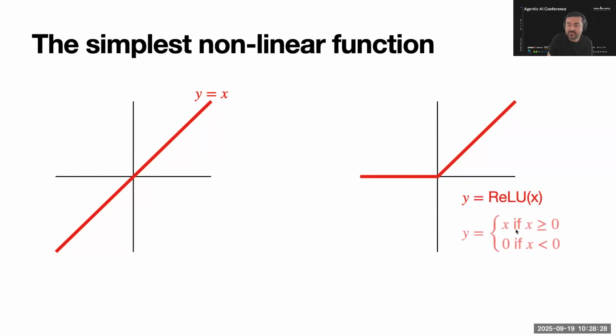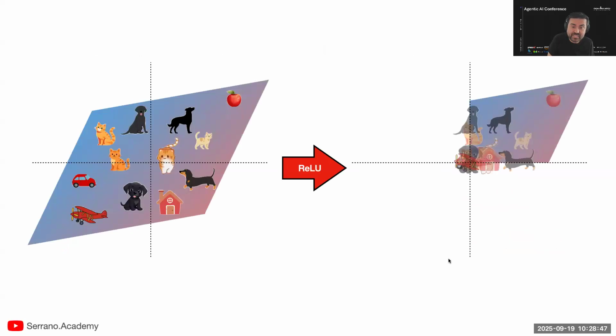It says the following: if you're a positive number, you're gonna stay the same. If you're a 5, you stay 5. If you're a 7, you stay 7. And if you're a negative, you become 0. So a minus 14 becomes a 0. That's very simple, but it's nonlinear. And that's the little building block that we're gonna need to turn this into a big nonlinear thing.